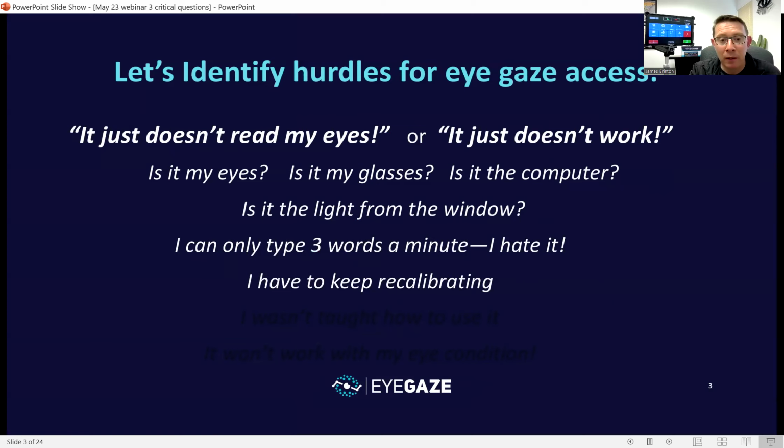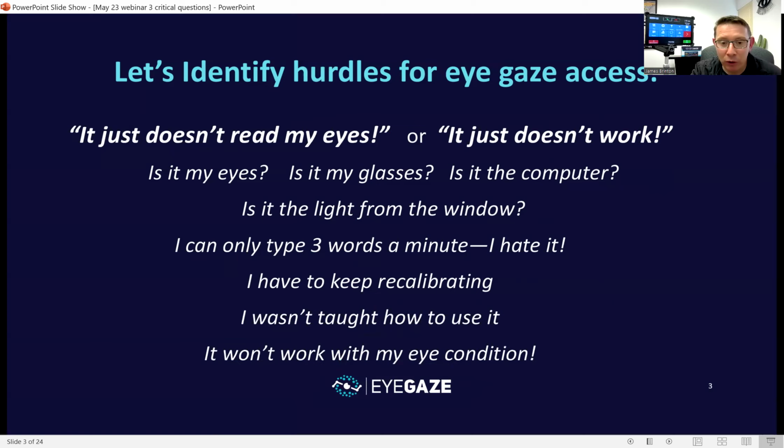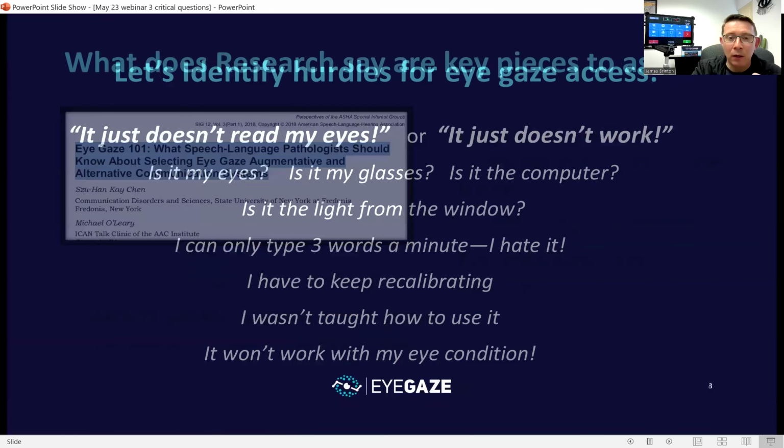that's coming in? They say, I can only type 3 words per minute. I hate it. I have to keep recalibrating for it to work. Or I wasn't taught how to use it, or it won't work with my eye condition. These are all things that can be common to hear for people who have been assigned various devices. We want to break through these complaints and understand how to troubleshoot this by answering these 3 critical questions using the Eyegaze Edge as an assessment tool.